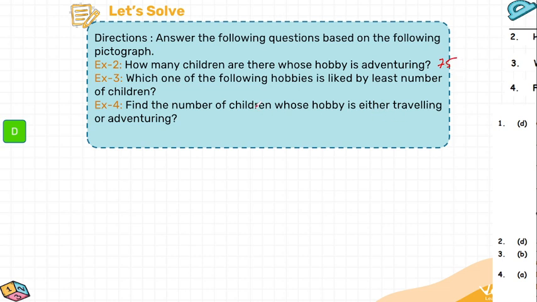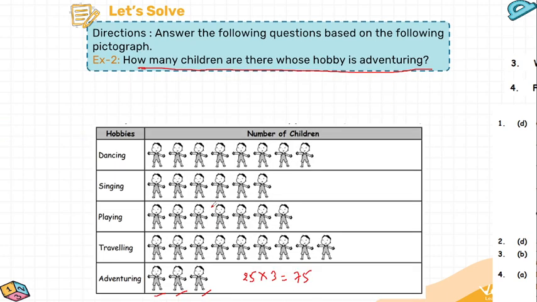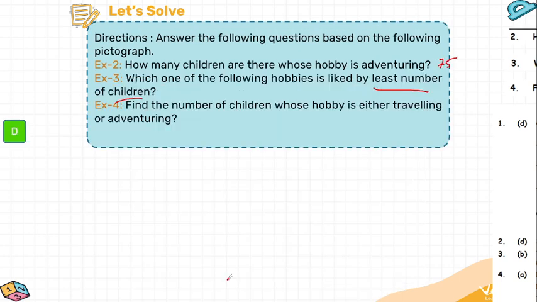75 students. Which one of the following hobbies is liked by the least number of children? Obvious. Least number means very, very less. That is again adventuring. So, the answer is adventuring.